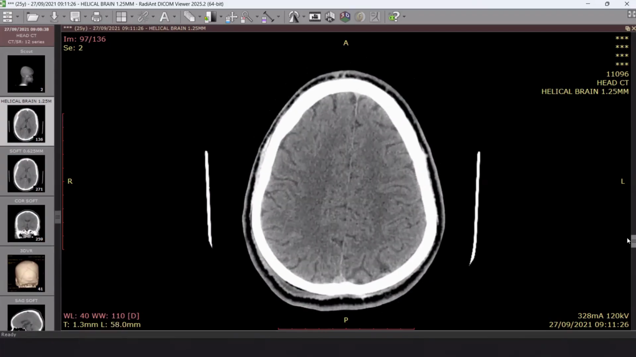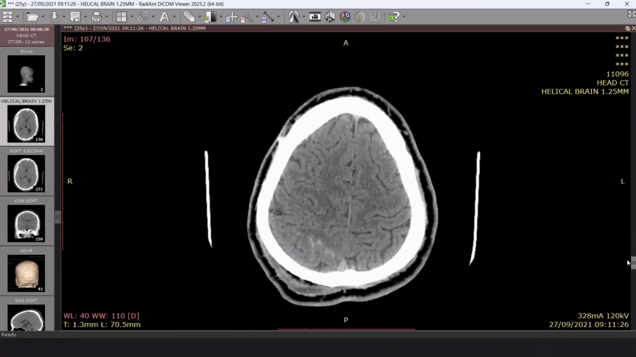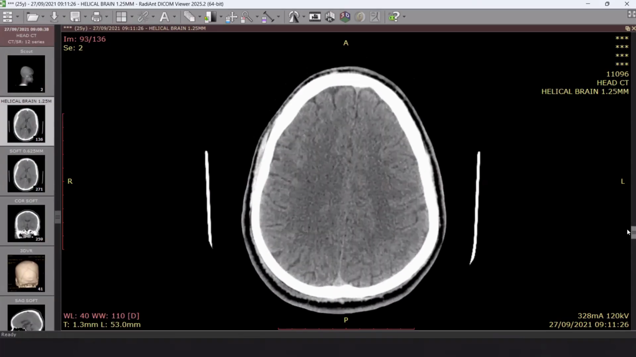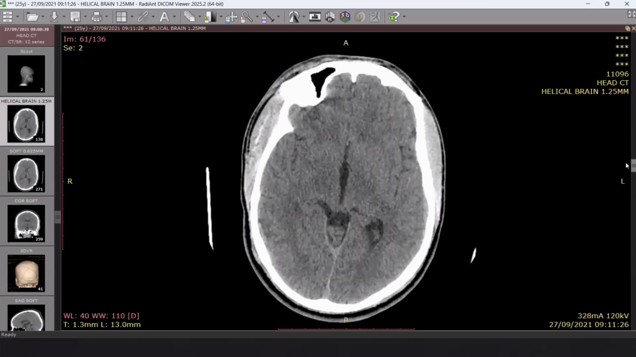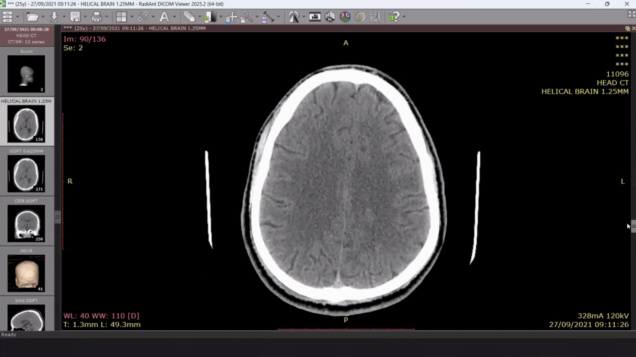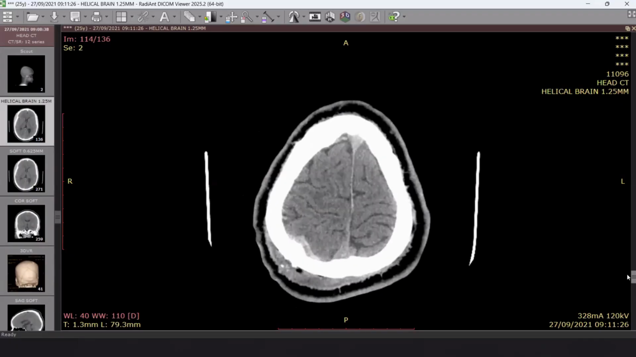So what I can see here is there is soft tissue edema. Cover the whole brain, please. Okay, okay. So I'm going to the top.